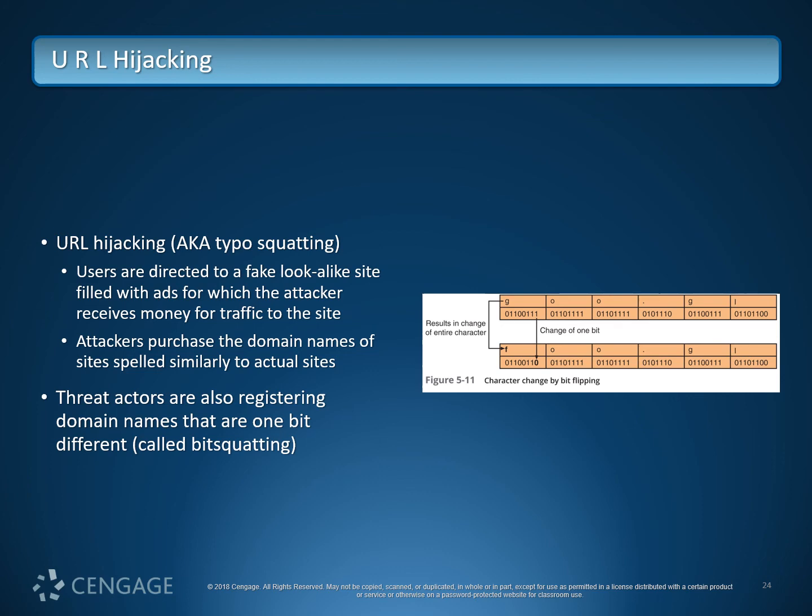So goo.gl becomes foo.gl, and hopefully somebody just mistypes it. That's called bit squatting. And there are a number of companies that actually expend a fair amount of money every year just making sure that they have the most common variations locked down and being able to automatically redirect to the correct site.